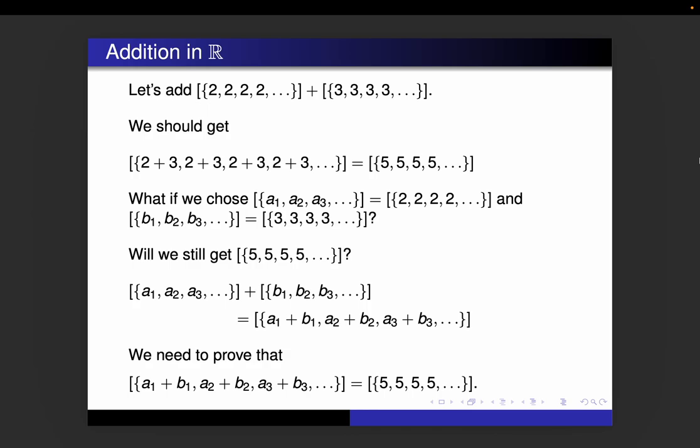How do we do that? Well, we use our equivalence relation. So we know that a_n is equivalent to 2, right? That's what it means for them to be in the same equivalence class. And that means that the sequence a_n minus 2 converges to 0.